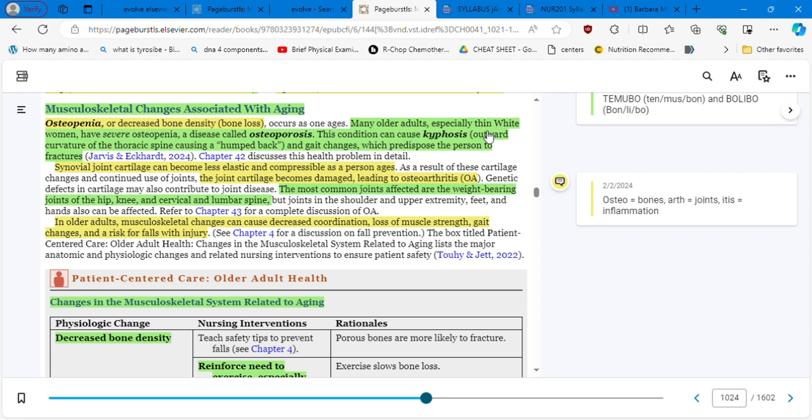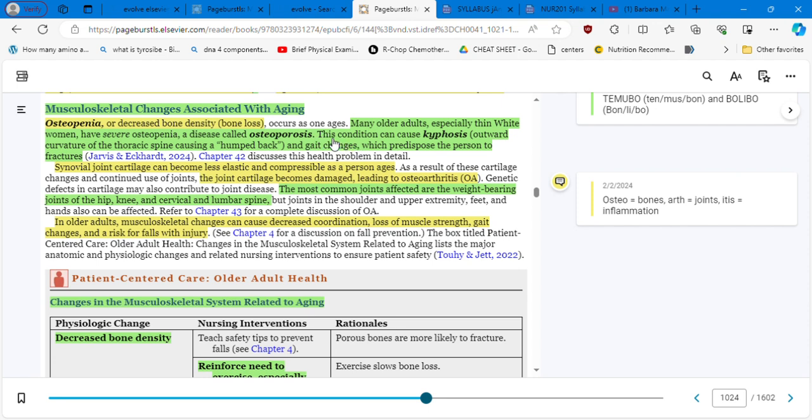Many older adults, especially thin white women, have severe osteopenia, a disease called osteoporosis. In other words, osteopenia is the stage before osteoporosis, okay? It's like prediabetes and diabetes, okay? We know that osteopenia occurs especially in white women, and we know that the race that is having a good bone density is African Americans, right? We are just doing a review.